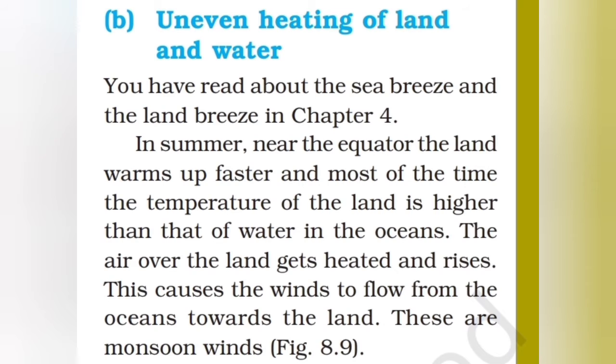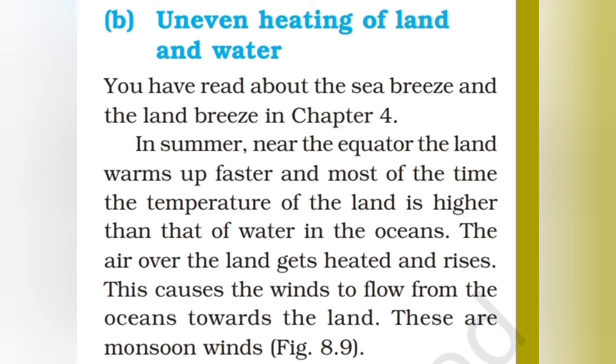B. Uneven heating of land and water. You have read about the sea breeze and the land breeze in chapter 4. In summer, near the equator, the land warms up faster, and most of the time the temperature of the land is higher than that of water in the oceans. The air over the land gets heated and rises. This causes the winds to flow from the ocean towards the land.